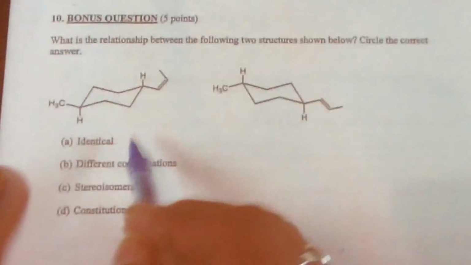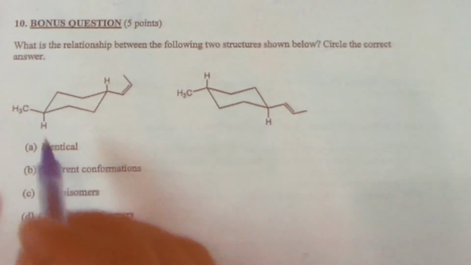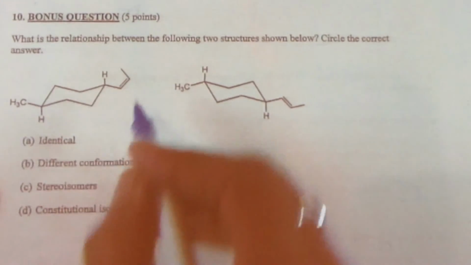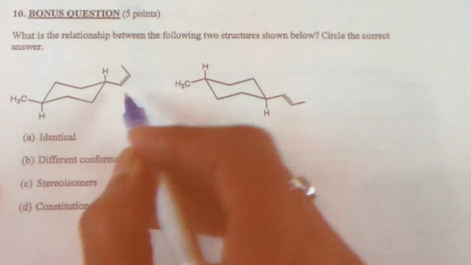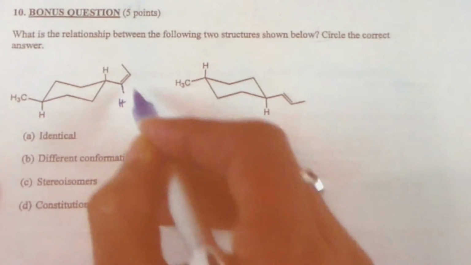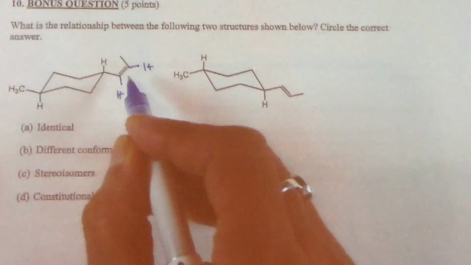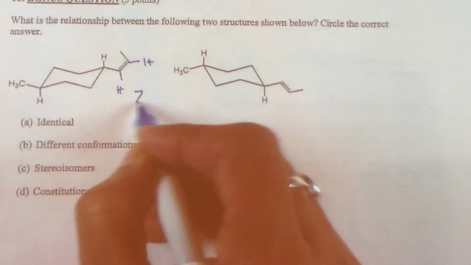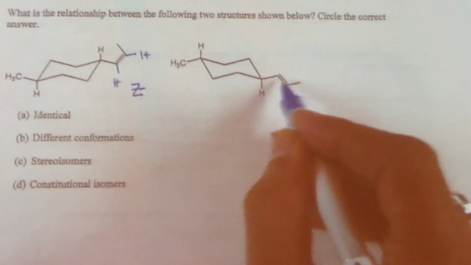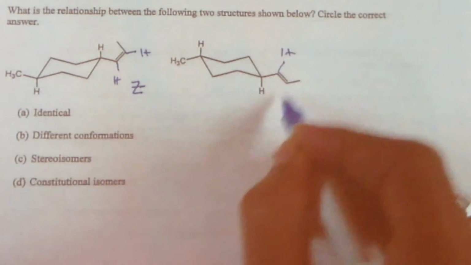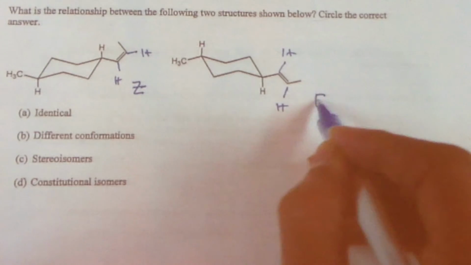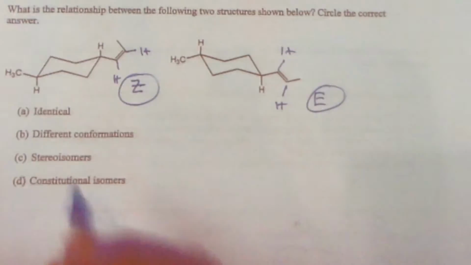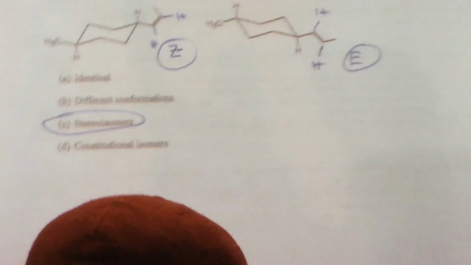And the final question: looking at these two, you can see that the real difference is in the double bond. This double bond has the two hydrogens on the same side, so this is really a Z. And this one has the two hydrogens on opposing sides, so this is an E isomer. So they are really stereoisomers.